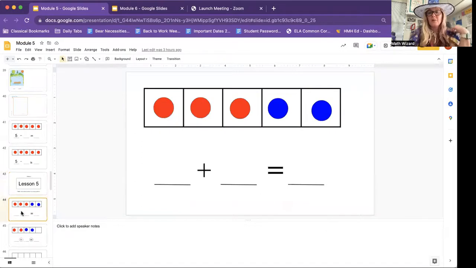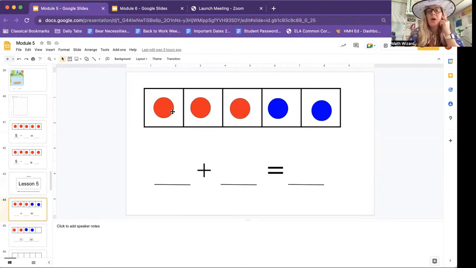So let's review a little bit. Do you remember what this is called? It's a 5 frame. And let's look at red and blue. We have two groups, and we're going to put them together to make one group. If we're putting them together, are we adding or subtracting? We're adding, we're putting them together.